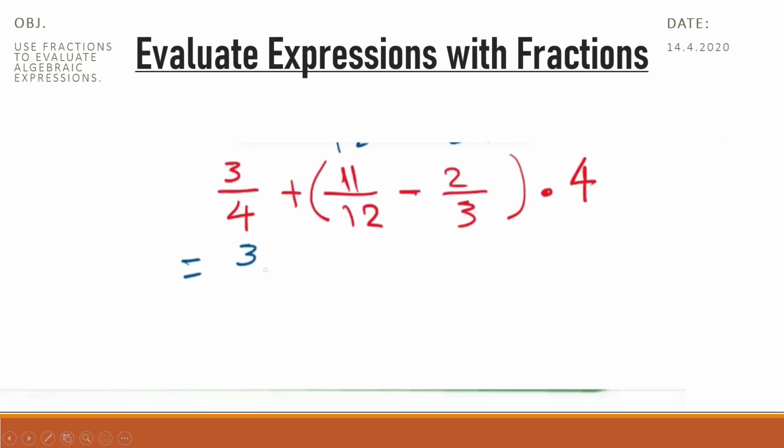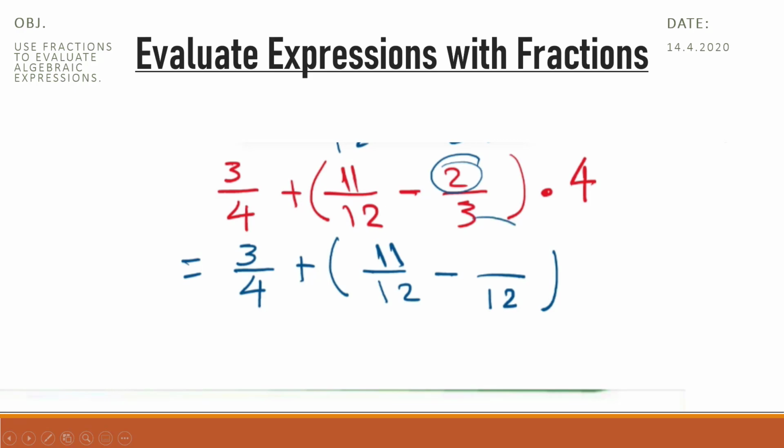So 3/4 plus. Now, to subtract here, guys, we should have the same denominator. The common denominator here is 12 and 11 as it is, because it's 11 over 12 already. And now it's 2/3 and 3 to be 12, I should multiply by 4. Do the same for 2, multiply also by 4. When you do this, multiply 2 by 4, it will be 8. And we have also here multiplied by 4.